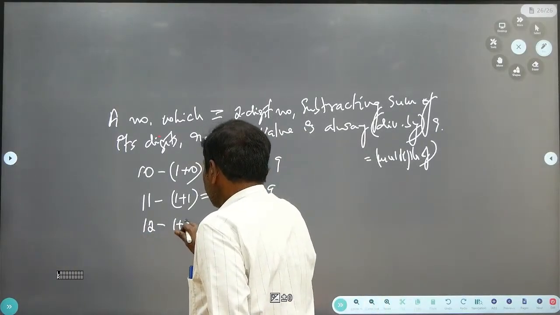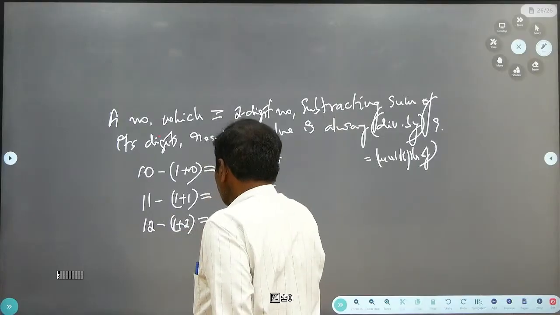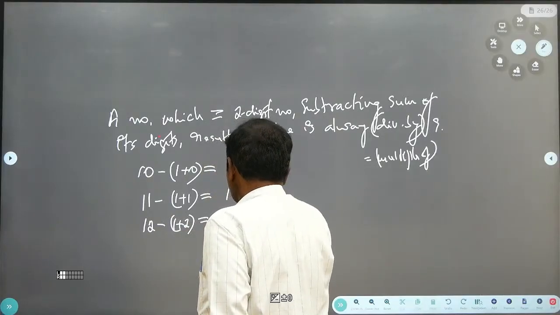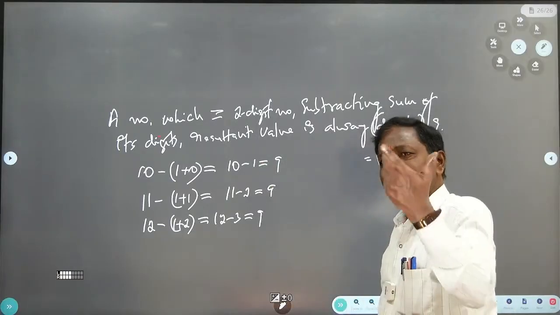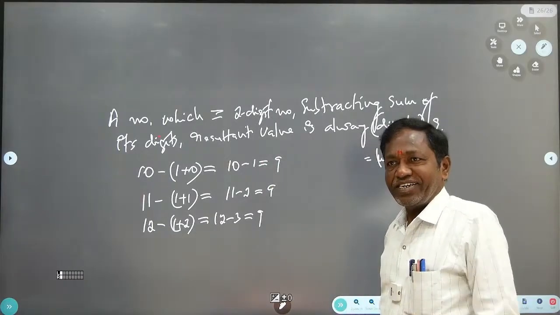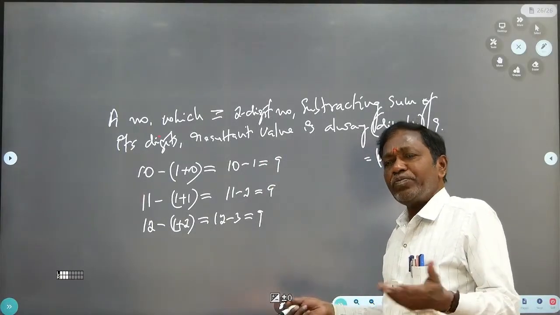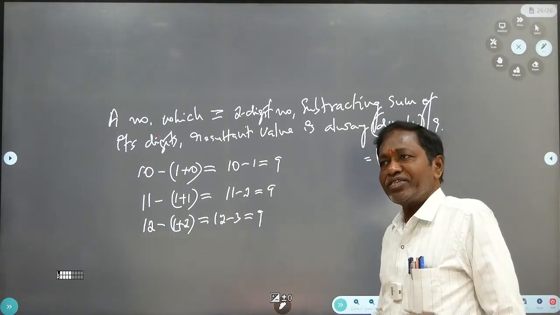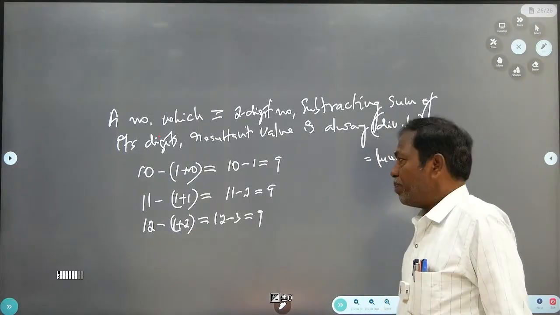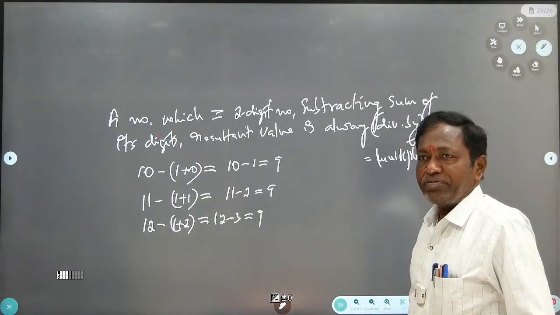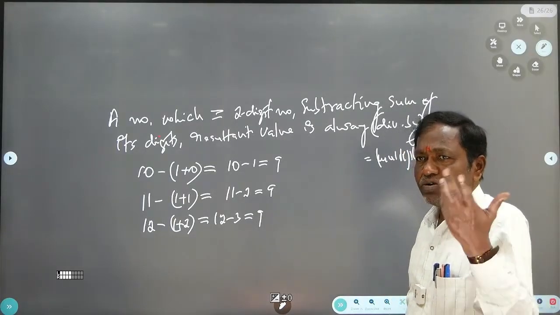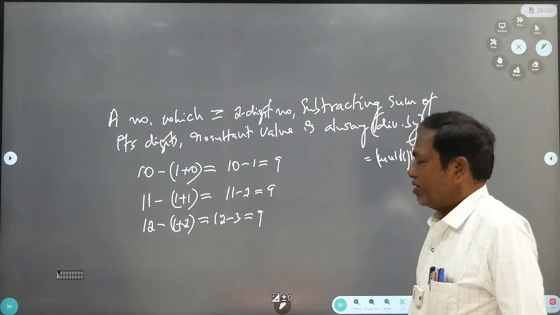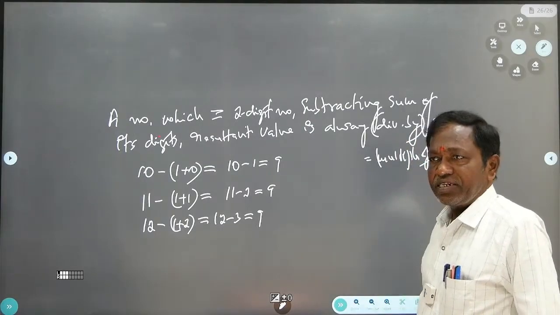Minus 1 plus 2, 12 minus 3 is 9. It is always divisible by 9, multiples of 9. That we need to understand. When something is divisible by 9, it's a multiple of 9. Both are the same, but the property they mention is like this: divisible by 9. I am telling you that it's multiples of 9. When something is divisible by 9, it's always a multiple of 9. For any number, if we take it like that, it will come.